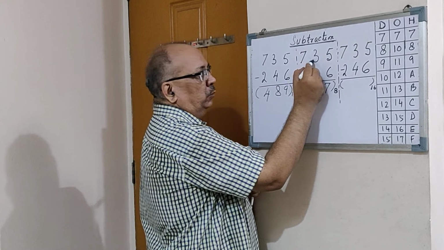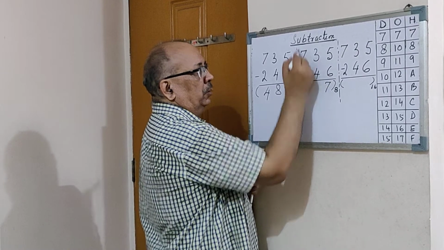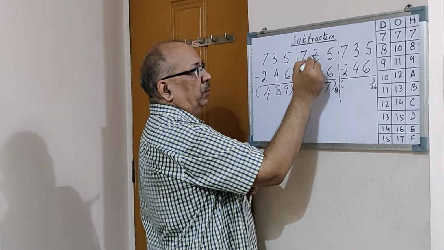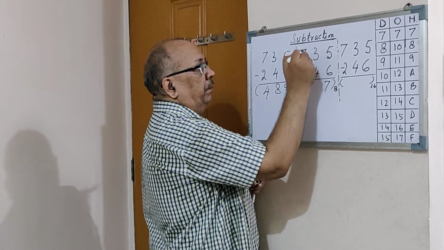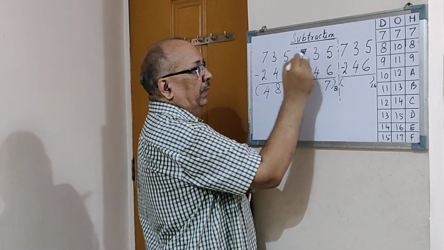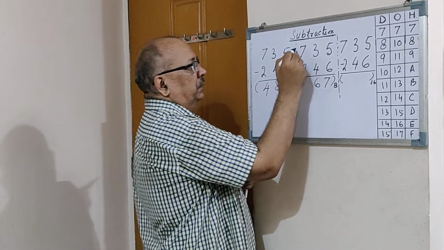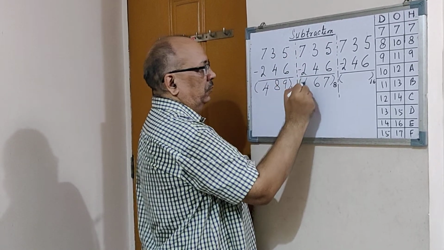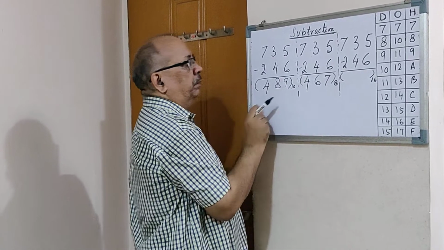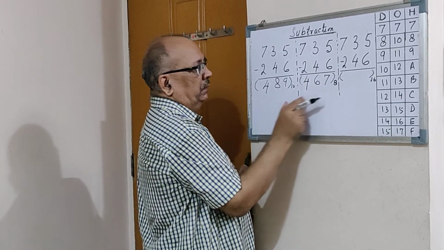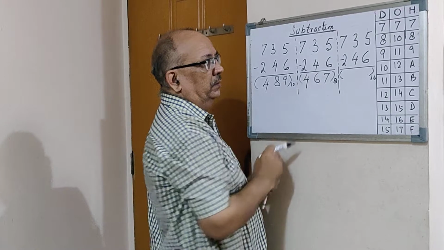Similarly, here it remains 2. Again, you take a borrow because 4 is more than 2. 8 plus 2 will become 10. 10 minus 4 is nothing but 6. And then it becomes 6. 6 minus 2 is nothing but 4. So this is subtraction in decimal, and this is subtraction in octal.